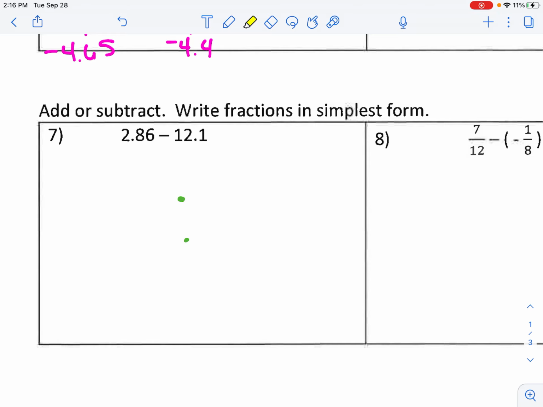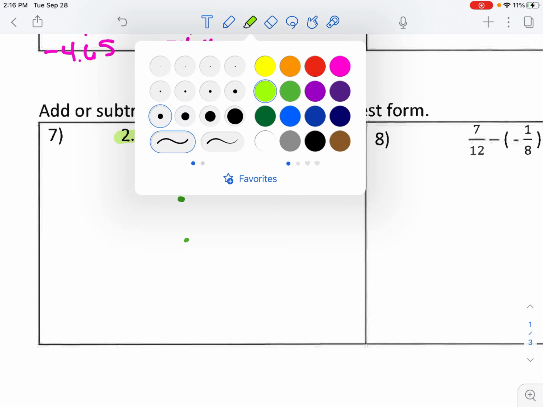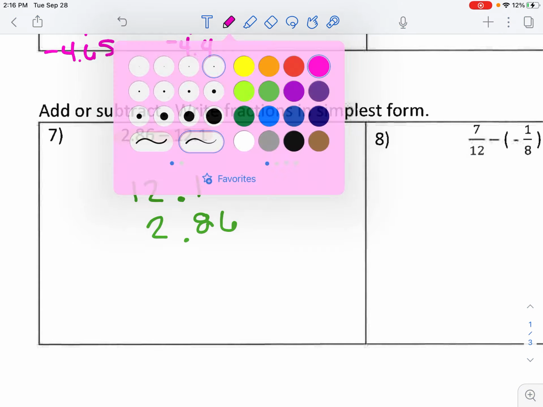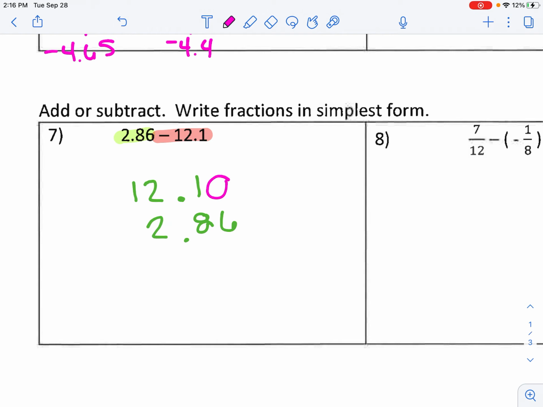So we have a positive number and a negative number. Different signs, find the difference. So I'm going to find the difference. I'm going to put the bigger number on the top, minus the 2 86/100 on the bottom, and very important, add your 0 placeholder.